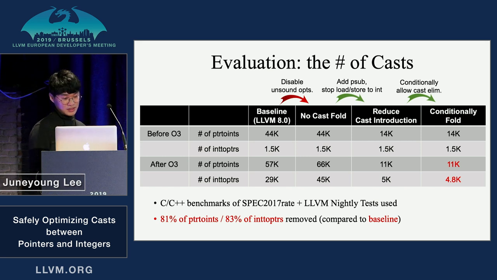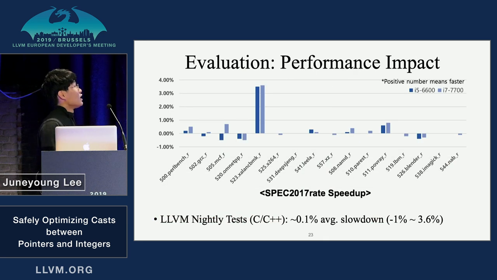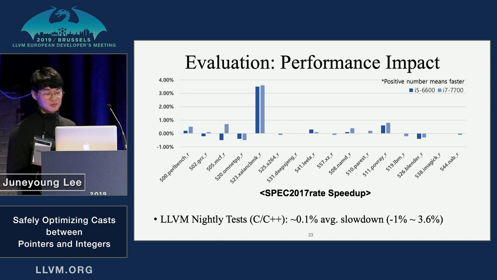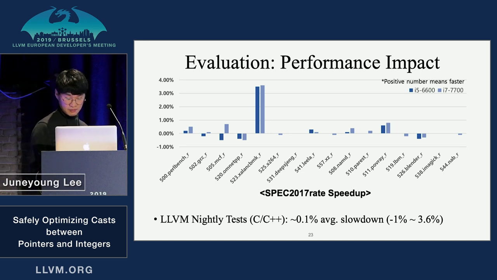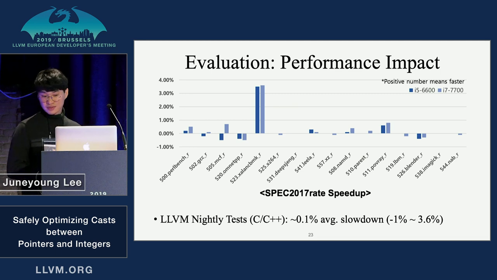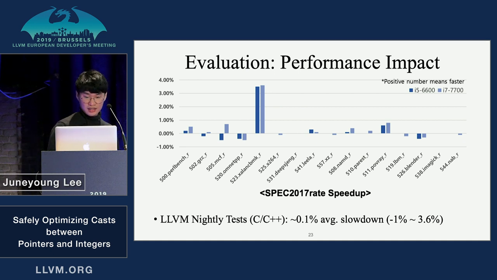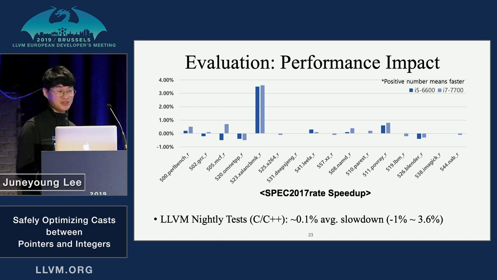After implementing all these things, we could reduce the majority of pointer-to-integer casts and integer-to-pointer casts compared to the baseline, which is LLVM 8.0. And this is the result of the performance speedup, where a positive number means faster. First of all, you can see that all the benchmarks in SPEC 2017 have less than 0.5% slowdown. And interestingly, for the benchmark Xalan CBMK, it had about 3.5% speedup, but I couldn't figure out why.